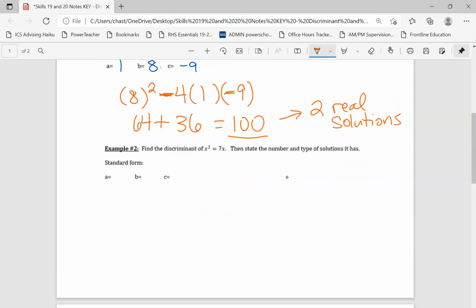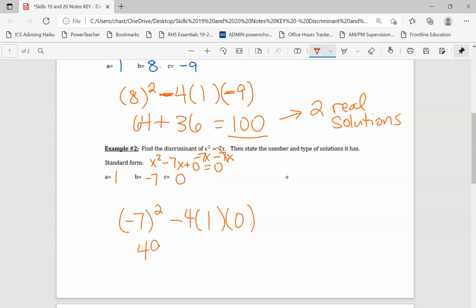If I look at the next one, again, we have to make sure that one side equals 0. So I subtract 7x on both sides. And I get x squared minus 7x. We're missing a c value, so we're just going to call that 0. So a is 1, b is negative 7, and c is 0. So we're going to use our discriminant. Our b is negative 7, a is 1, c is 0. So we get 49 minus 0, which is 49. This also gives us two real solutions.